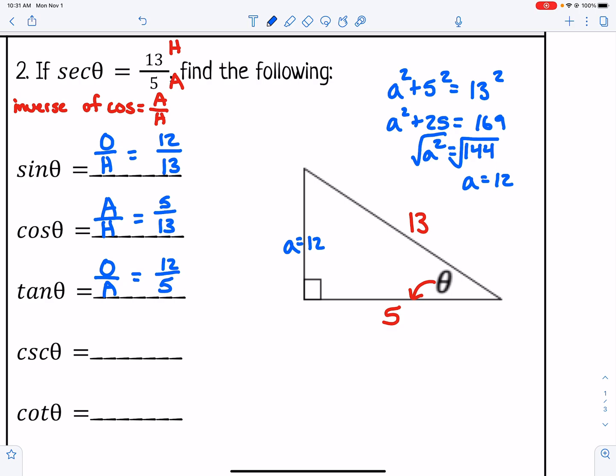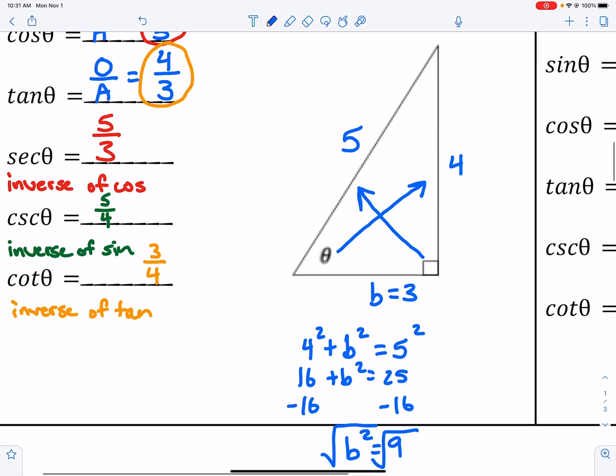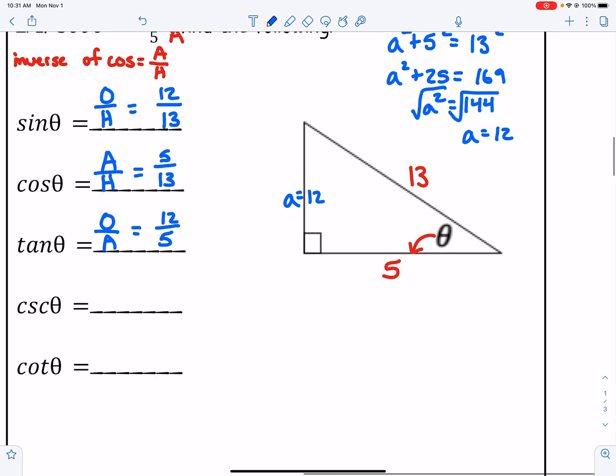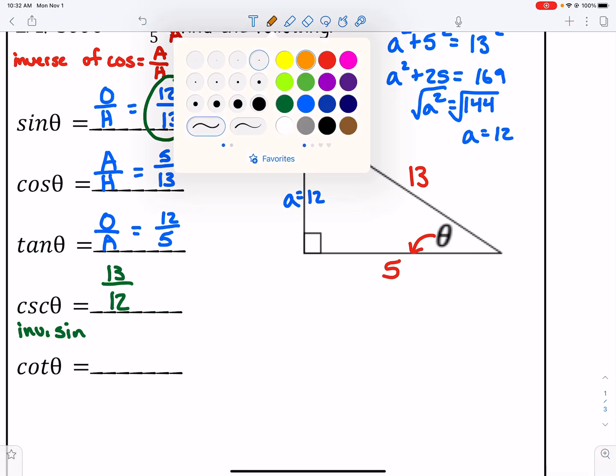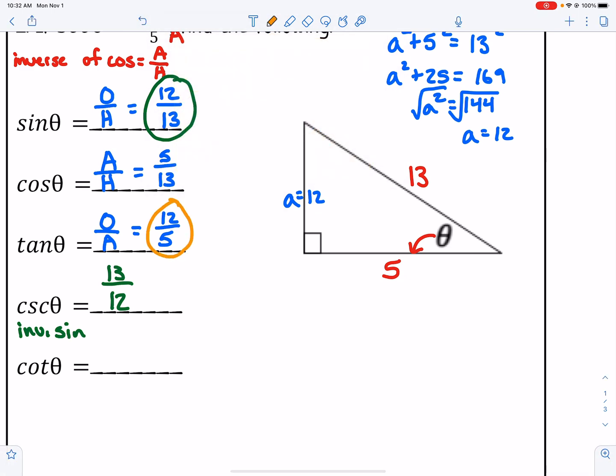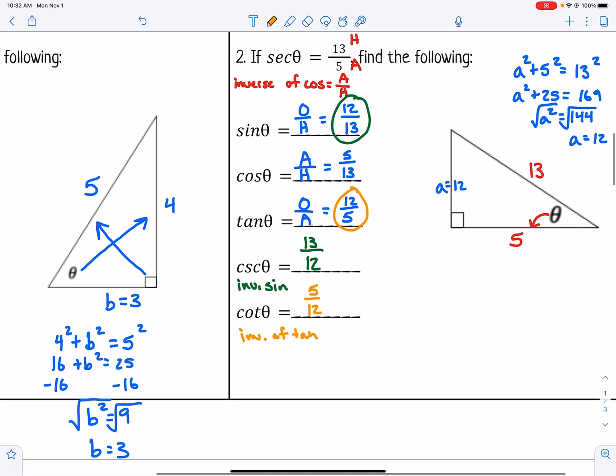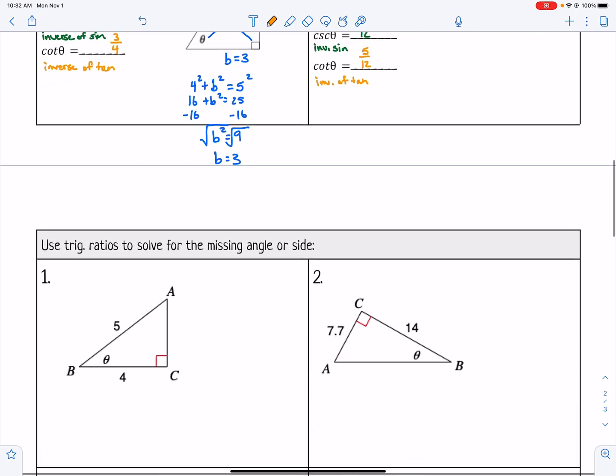Okay, so cosecant. Let me see what color I used over here for cosecant. It was green. Cosecant is the inverse of sine. So I know sine was 12 over 13, so cosecant is 13 over 12. And then for tangent, I had 12 over 5, so cotangent is 5 over 12 because that is the inverse of tangent. Okay, so that's it for those two examples. Let's look at a few more.